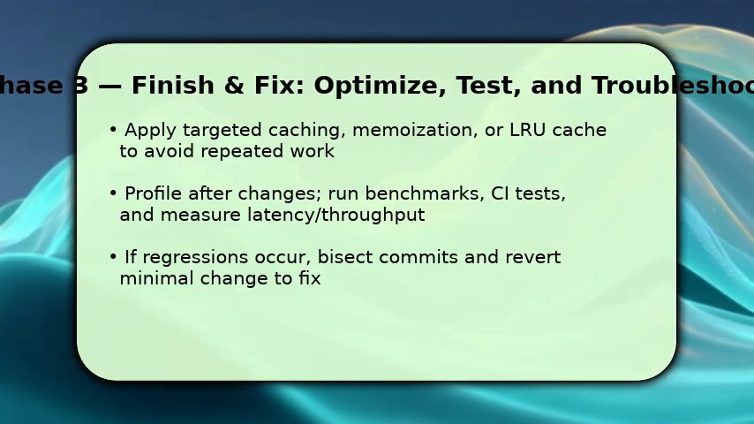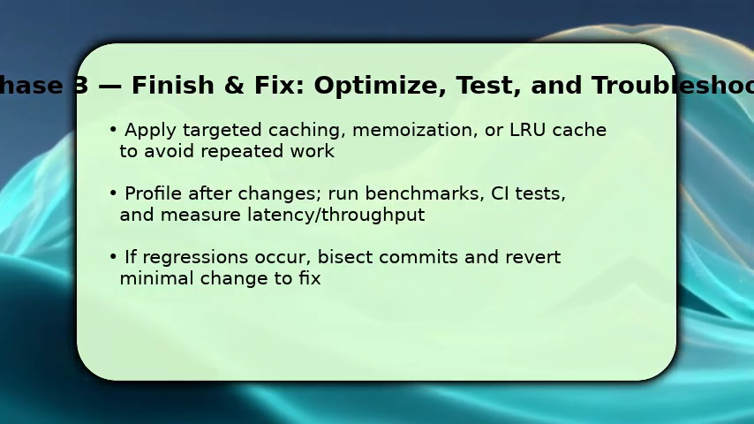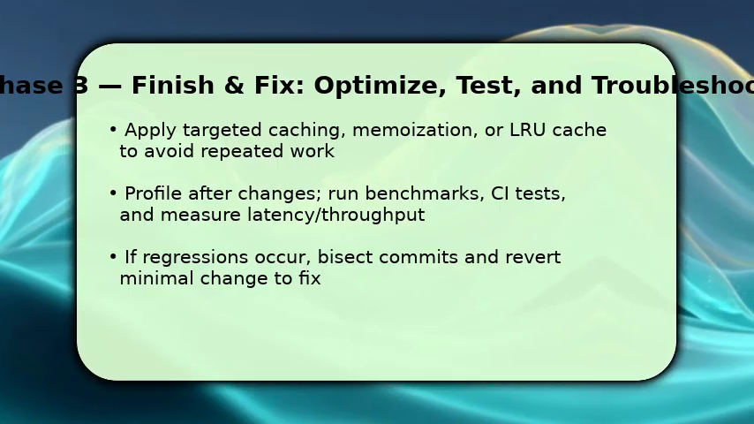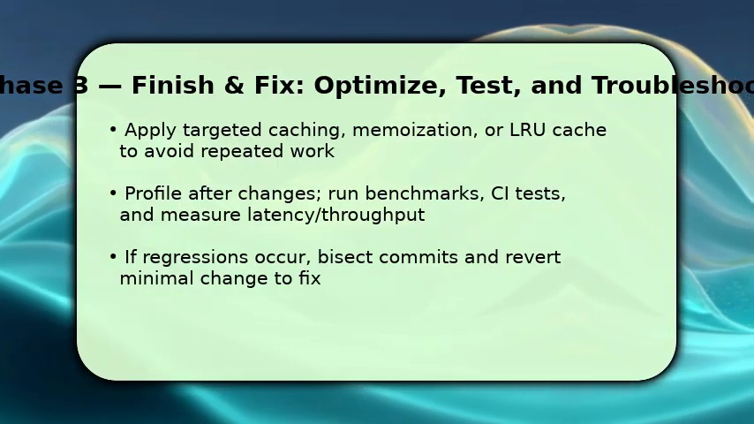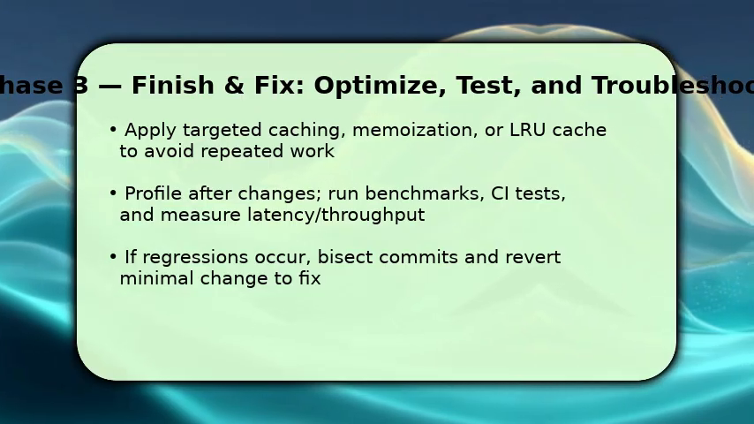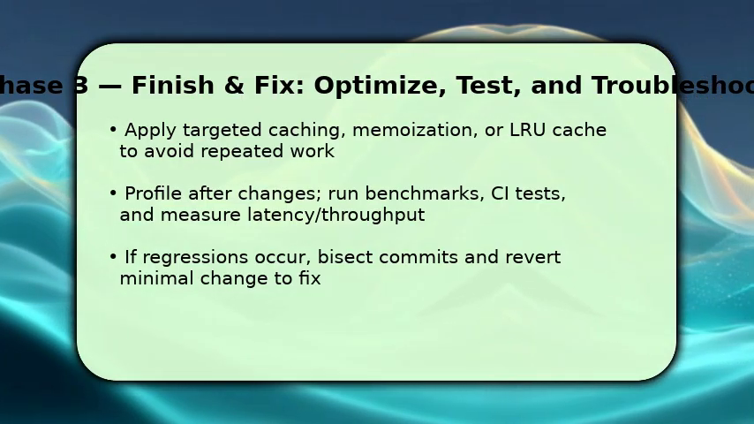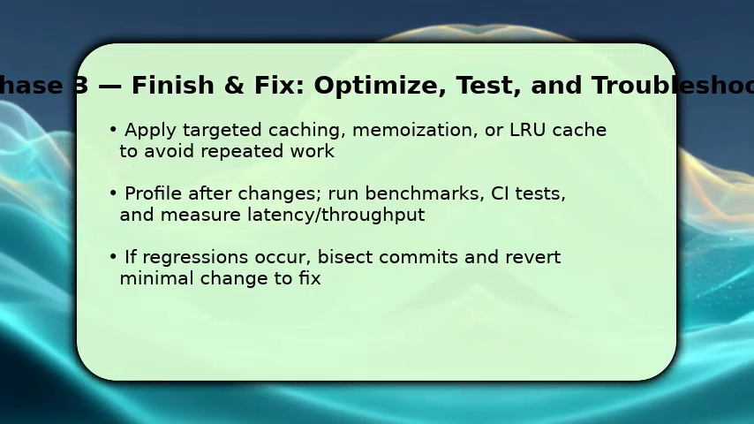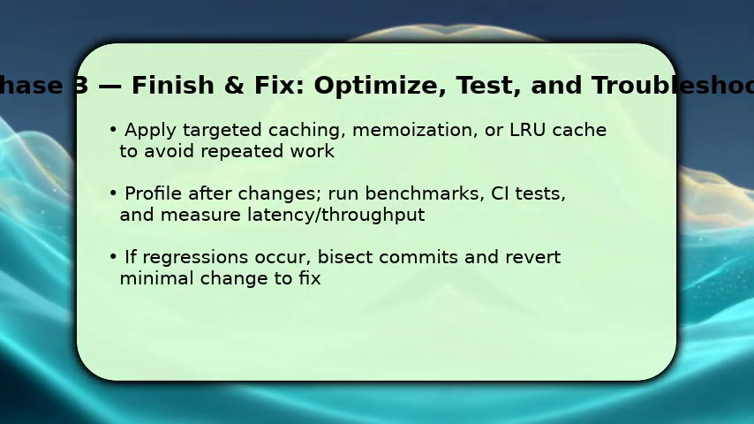Compare to your baseline. If things go wrong, bisect commits to isolate the regression and revert the minimal change to restore behavior, then reapply improvements more carefully. Finally, document the decision, why this approach improved performance and what trade-offs you accepted.